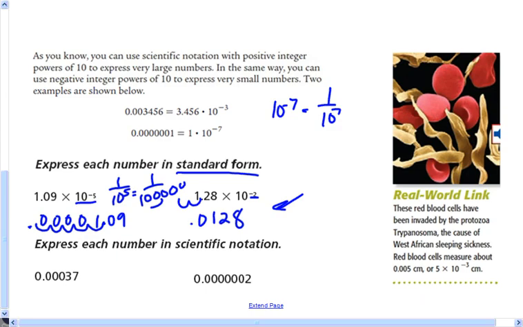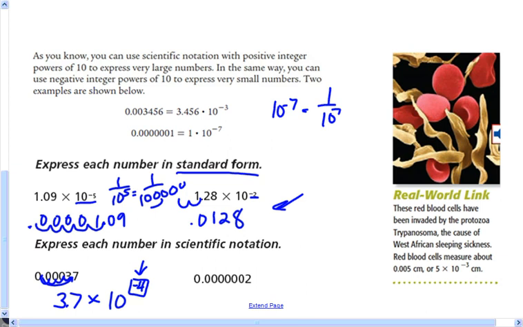All right, let's try another one. These we want to change into scientific notation, so we're going to move this decimal from here to here, because we need a number that's greater than or equal to 1 but less than 10. So we're going to make it 3.7 times 10 to some power, and we just need to know what this power is. And that power is going to take us from 3.7, 1, 2, 3, 4 places to the left, so that's 10 to the negative 4th power.